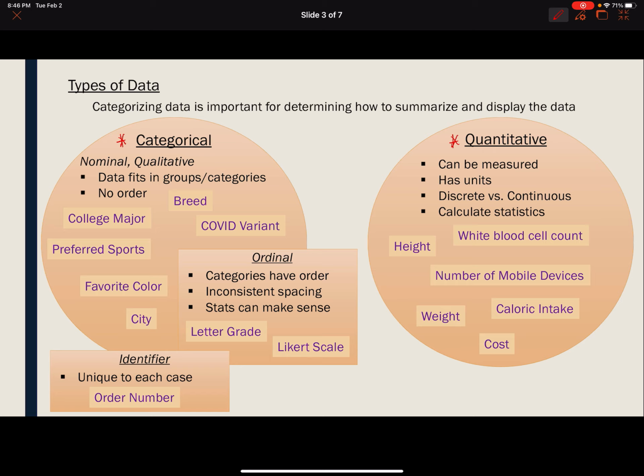Now, there's two other categorical type variables, which is ordinal and identifier, but I'm going to come back to that after I talk about quantitative variables. So quantitative variables on the other side are variables that can be measured, and they have units. So things like height or weight, something that's measured in inches or feet or kilograms or whatever, but it has a unit of measure. That unit of measure is not always obvious.